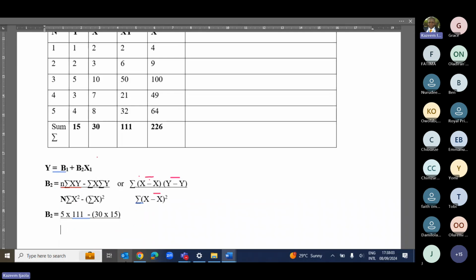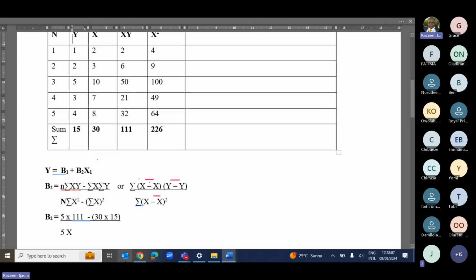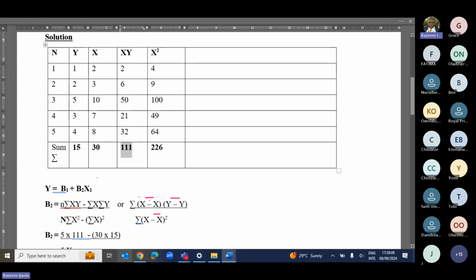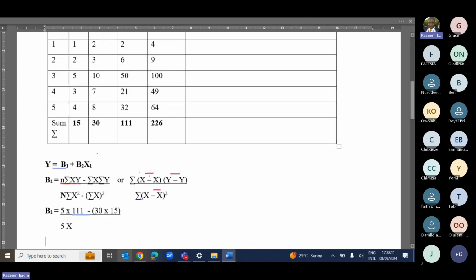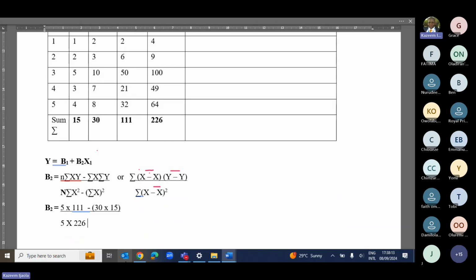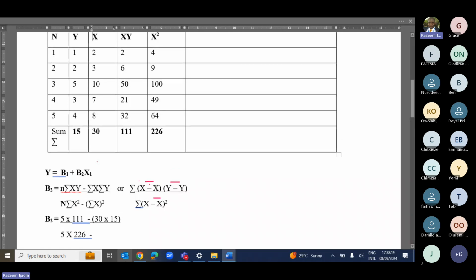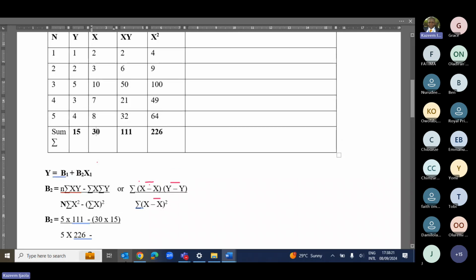Under it we have n, which is 5, times summation x squared. Summation x squared is 226, so you put 226 here. Minus summation x, which is 30, then 30 squared. 30 raised to power 2, like this.